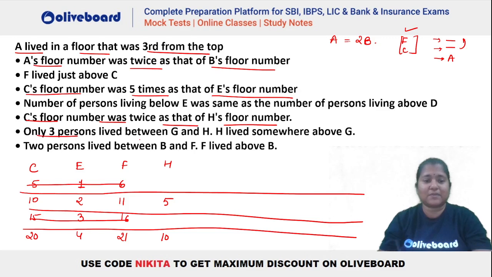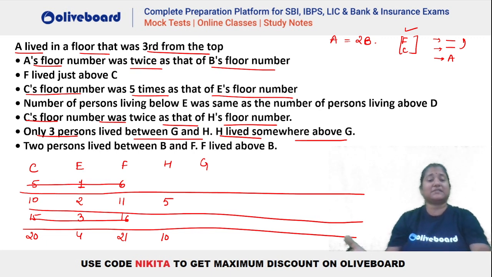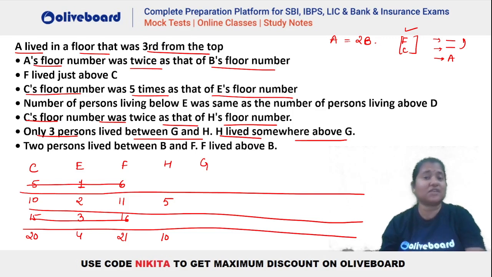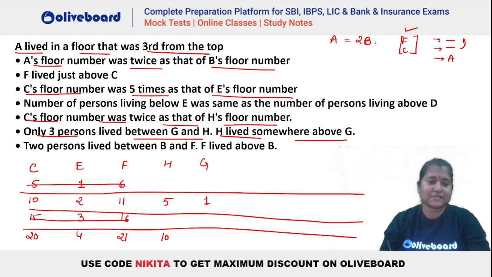Now only 3 persons live between G and H such that H lives above G. So that means we have to do minus 4. So H minus 4, because H has to be staying above. In the first case this will be 1, and in this case it will be 10 minus 4, that is equal to 6. So either of the two scenarios here. Now what is given? Whatever is remaining we will quickly place here.